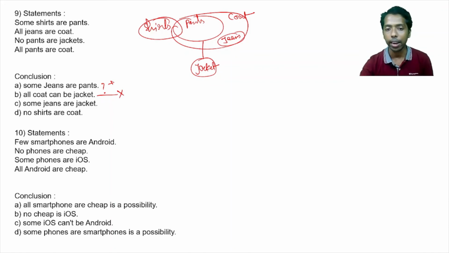Some jeans are jacket. Some jeans are jacket, doubtful, positive. No shirts are coat. This is definitely wrong because some shirts are already coat, this common region, right? Okay, so both are doubtful positive, so none follows here, right?